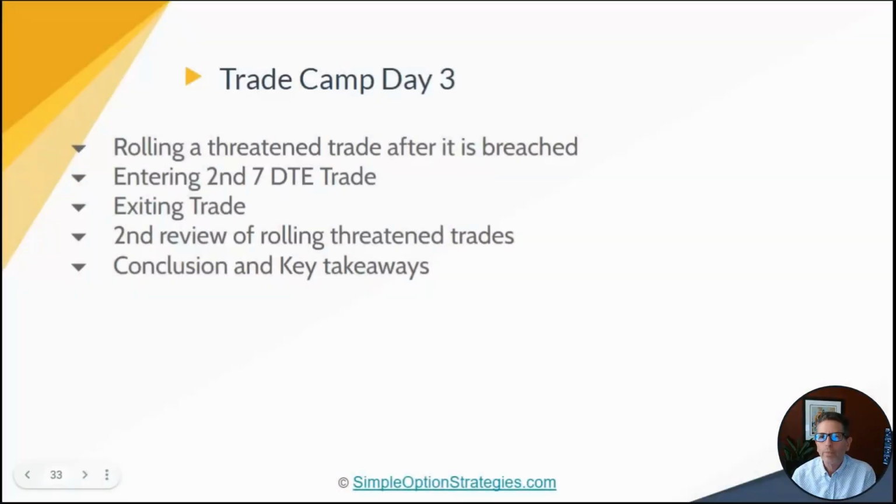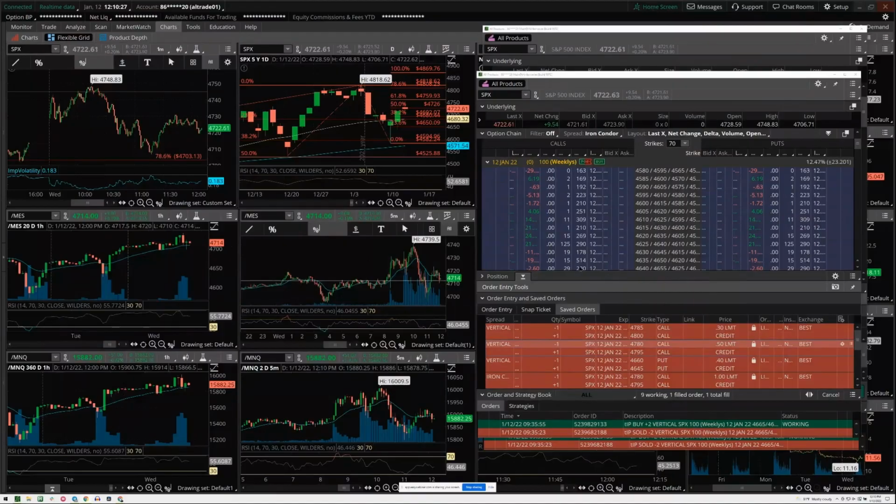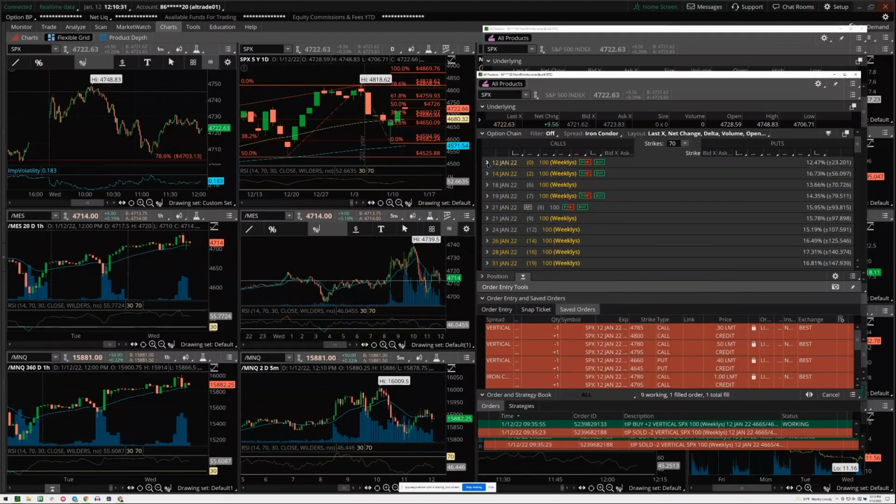So let's go here. All right, let's start with putting on that second trade. I'm going to open the charts here. What we want to do is go to the 7, so we can put on a 7DTE. And you can see here there's 2 dates really close together.